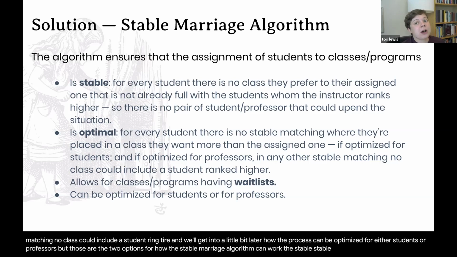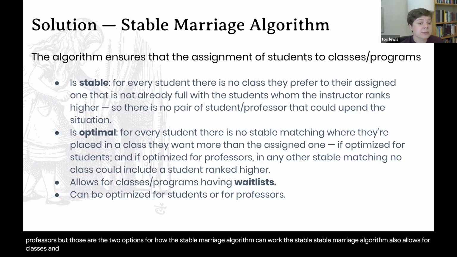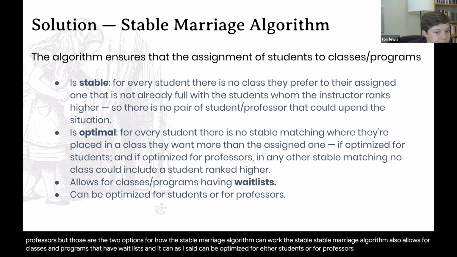The stable marriage algorithm also allows for classes and programs that have waitlists. And it can, as I said, be optimized for either students or for professors.